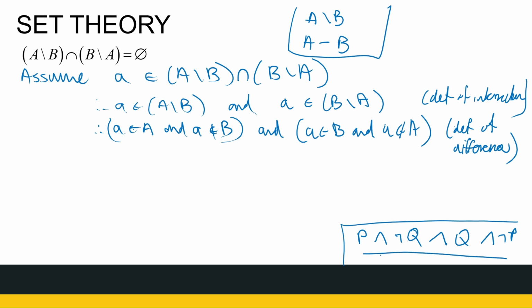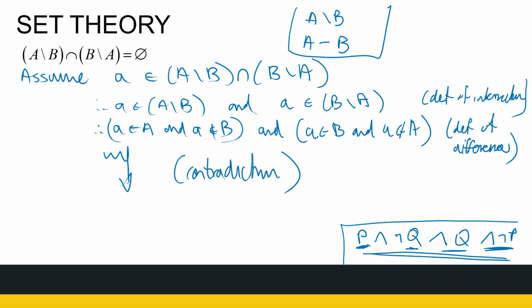Now we know from our truth tables and our section on logic that this is a contradiction. This can't be true because I can't have P and not P, Q and not Q. They cannot both be true. So that is a contradiction. And sometimes we use the symbol for contradiction, or you can say contradiction. So it's a contradiction because a cannot be in A and not in A. It's either in there or it's not. It can't be both. So that's a contradiction.